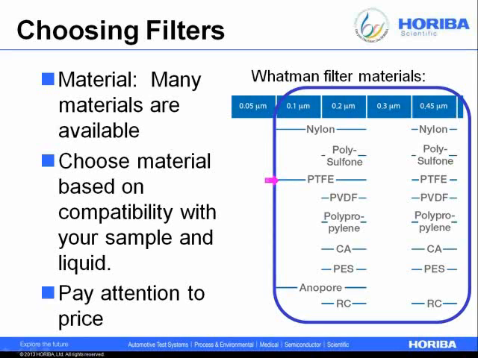Someone asked, what is Anopore chemically? I think Anopore is a ceramic type of filter material. That's all I can remember offhand. Pay attention to price. If you're running the same sample over and over again, you can save everybody a lot of headaches by choosing a less expensive material that still works.